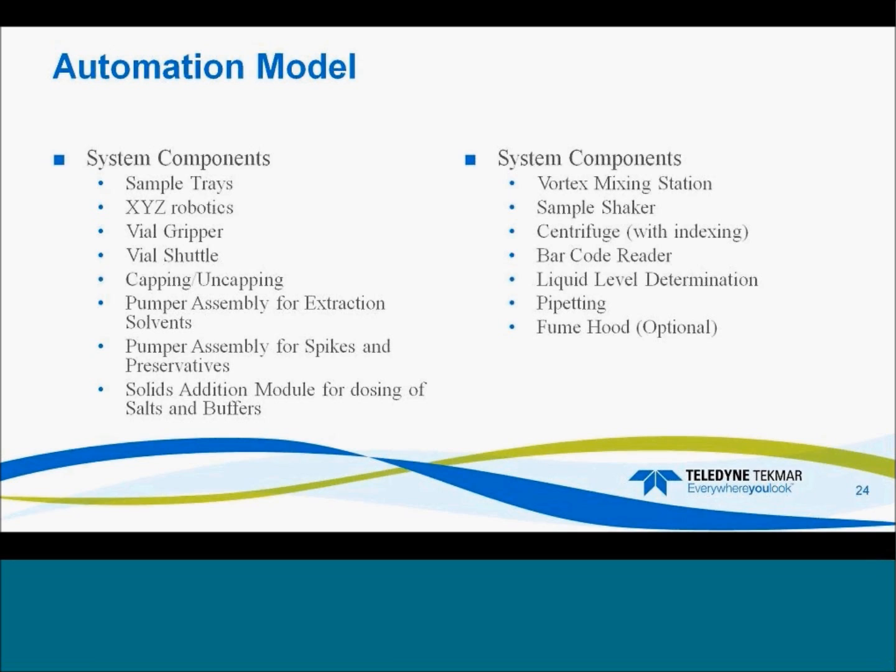So the automation model. Some of the components that we have here: we have sample trays. It's a 40 position sample. Each tray holds 5 samples. Those are able to be removed from the system. It is an XYZ robotic. It has a vial gripper, vial shuttle, capping and decapping station, pumper assembly for the extraction solvents, as I mentioned before, pumper assembly for the spikes and preservatives, solid addition module, vortexing station, shaking, centrifuging, liquid detection, pipetting, and then a fume hood if you need it.